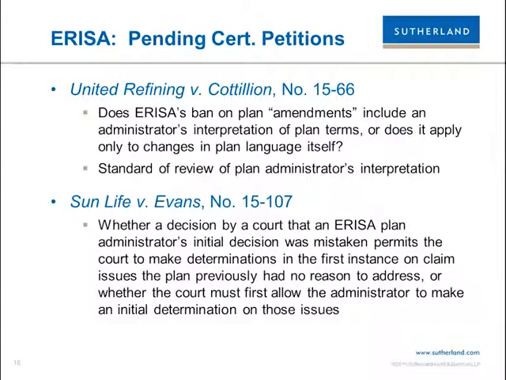The other ERISA case where there's a cert petition currently pending is Sun Life versus Evans, and there the issue is where an administrator makes a decision and the decision is later deemed to be inappropriate, or the court disagrees with the decision. Does the administrator get to have a do-over, basically, and reconsider the claim and reconsider other issues that the administrator did not previously rule on, or whether, in the alternative, if the plan administrator is held by a court to have reached the wrong decision, does the court itself then go ahead and rule on the other issues as well, or whether that should go back to the plan administrator for a first decision. So again, 2 more ERISA cases that are on the docket with pending cert petitions, and we'll wait to see if the court grants review on either of those cases.